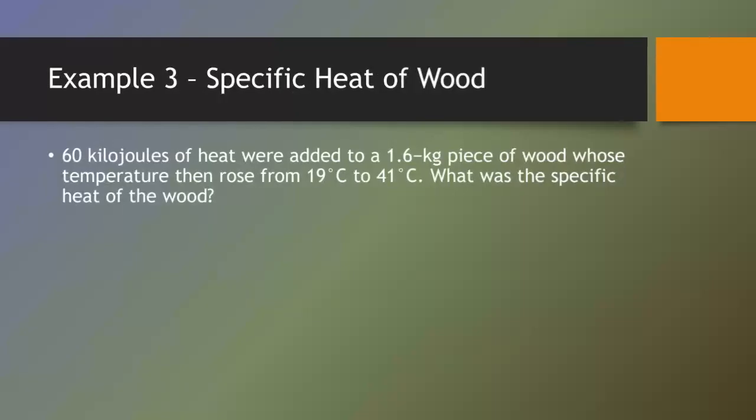So now we want to find the specific heat of wood, right? We're told that 60 kilojoules of heat are added to a 1.6 kilogram piece of wood, whose temperature then rose from 19 degrees to 41 degrees. What was the specific heat?